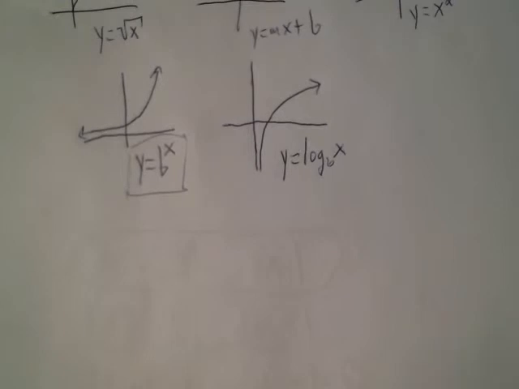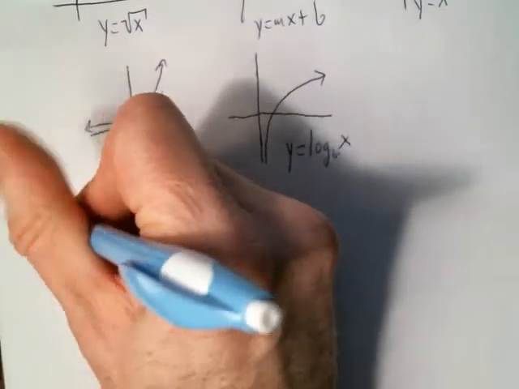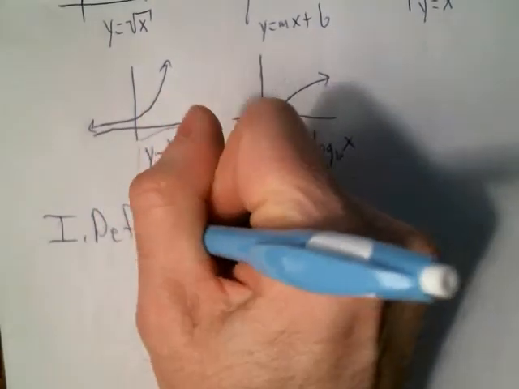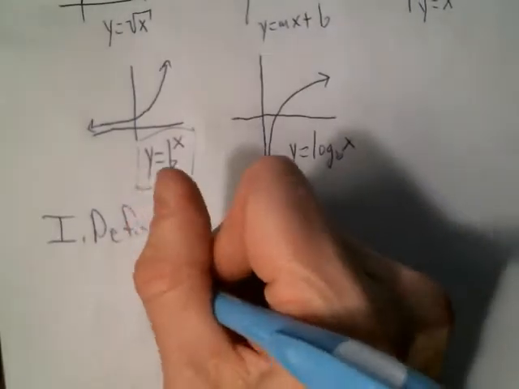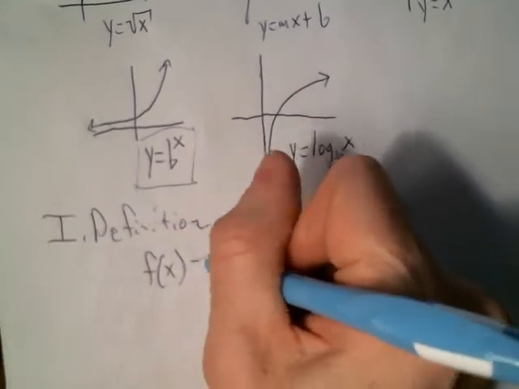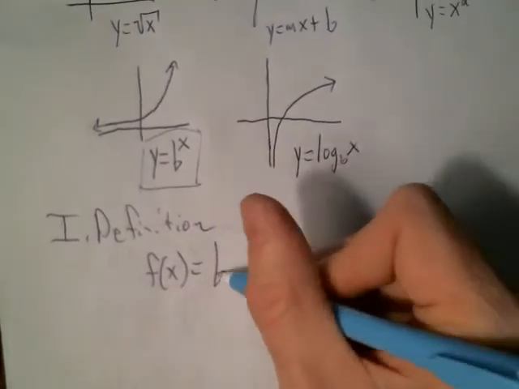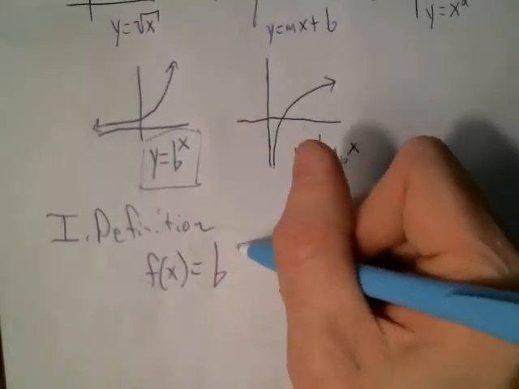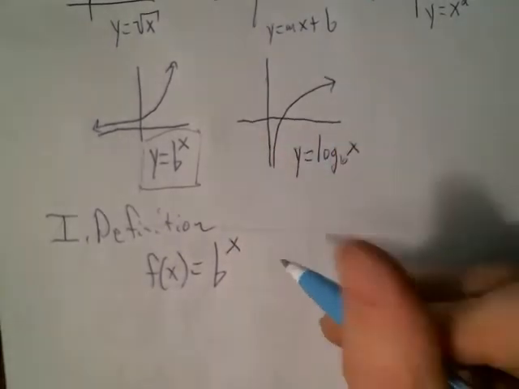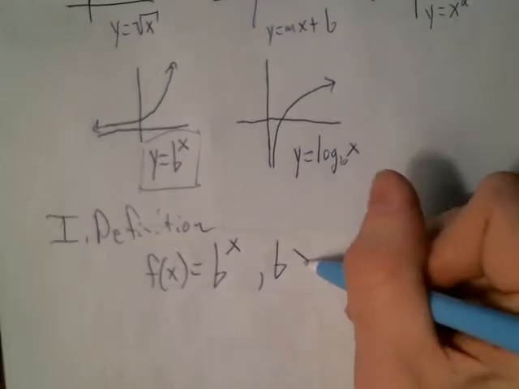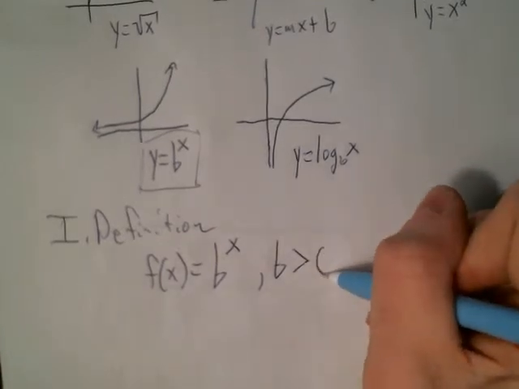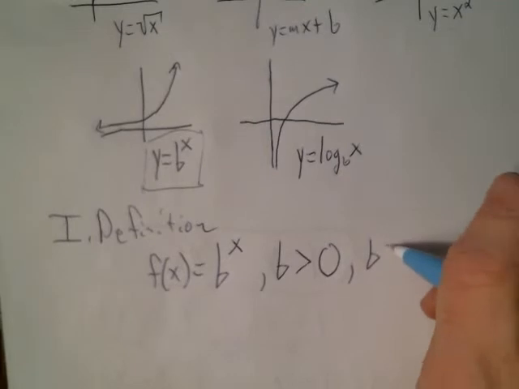Okay, so first we deal with the definition of this thing. And what is it? What does it look like? Well, like I was saying above, it has some constant in the base, and then a variable in the exponent. The only constants we allow as bases will be values that are greater than 0 and do not equal 1.